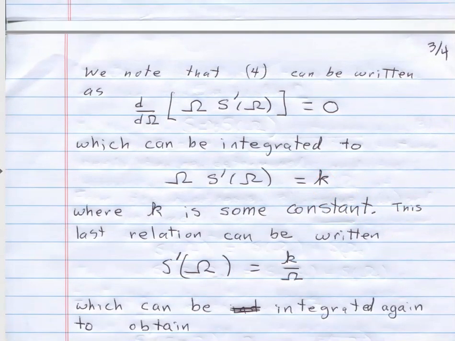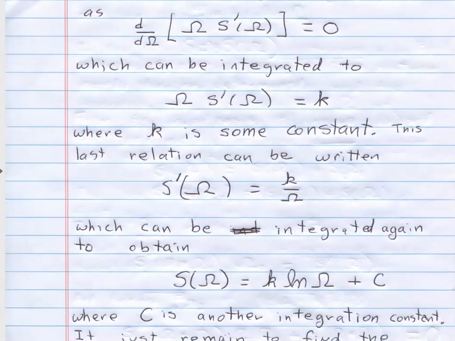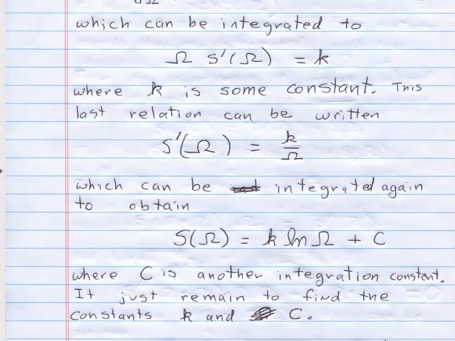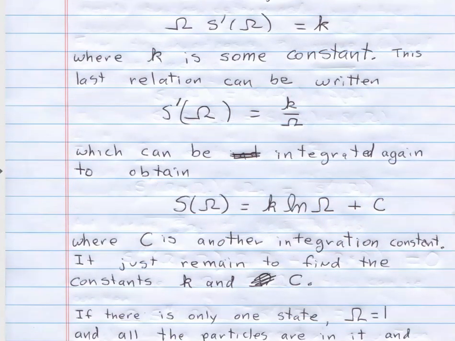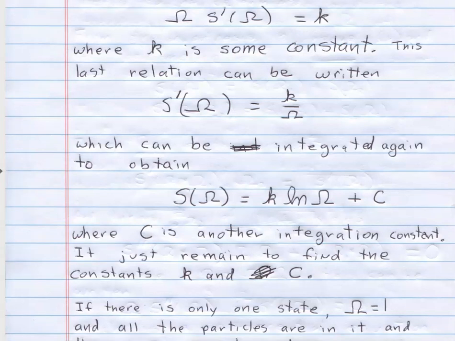I can then solve that for S prime, the first derivative, that's just k over omega. And that in turn can be integrated. Integrating both sides, I get S of omega on this side. Over here I'll get k natural log of omega, again, plus another integration constant. So it remains now to just define these two constants. They're universal constants because I have to have the same function S for every system.